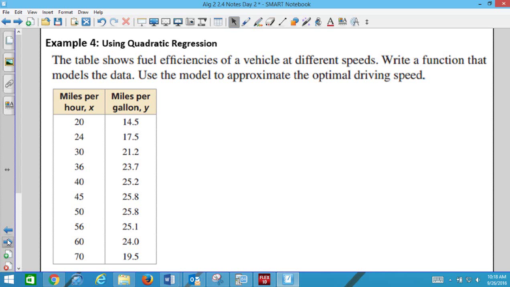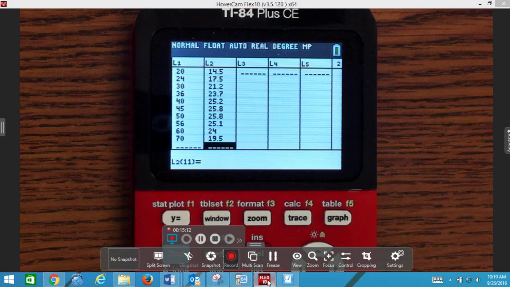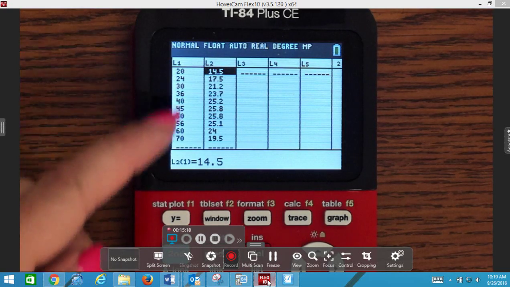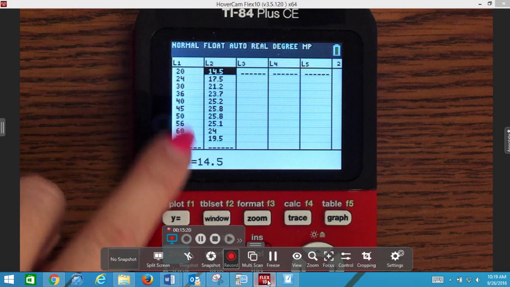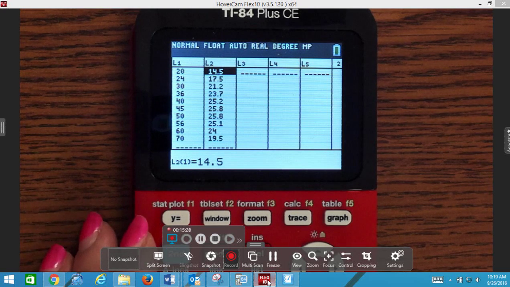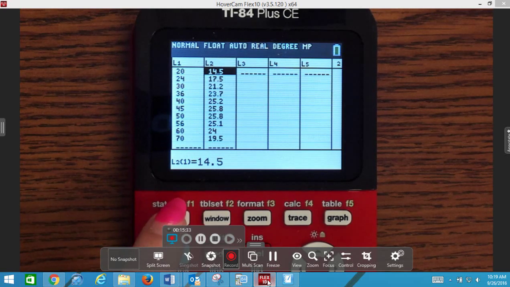We went to our calculator and we went to stat. And then we went to edit, and we typed in all of our list 1 and our list 2, which is our x and our y values. So now we are going to graph this, and we're also going to find the equation. All right? Let's go ahead and graph it first.